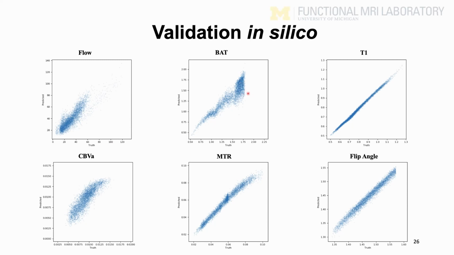The error gets really big, and it makes sense because at very long bolus arrival times, you start losing your label, and there's just not much information left there.